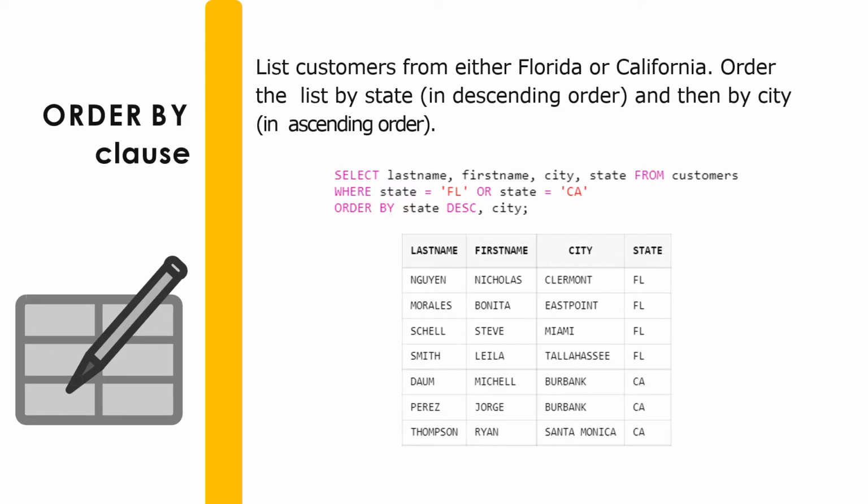In this example, we would like to get an ordered result by state in descending order and then by city in ascending order. As we can see, after our where clause, we have our order by clause. We started with our state in descending order and then by city. Again, if it is ascending, we do not need to put ASC because that is the default.